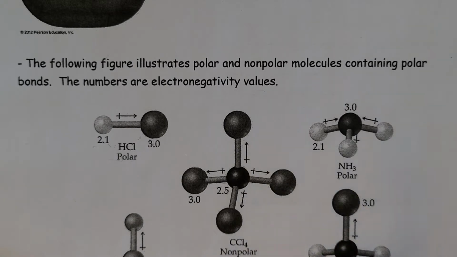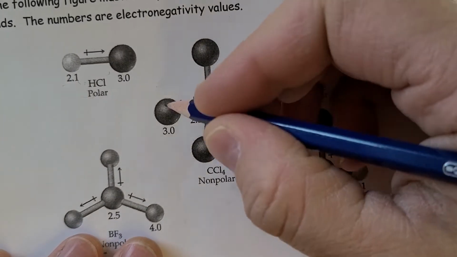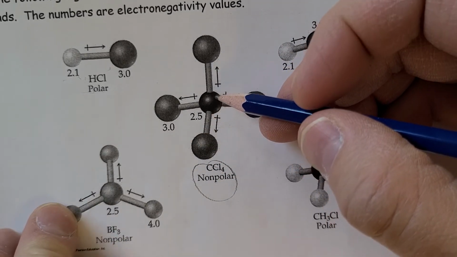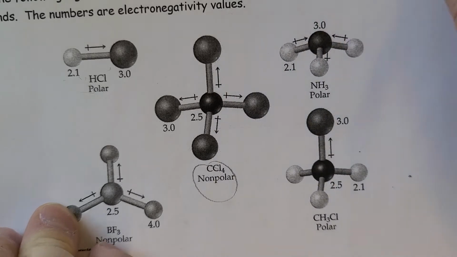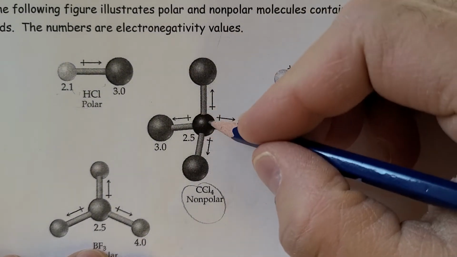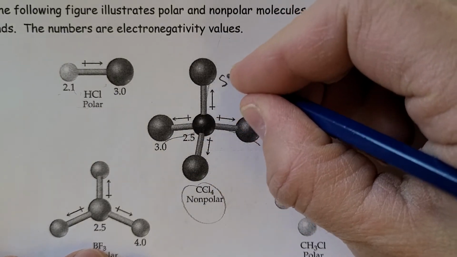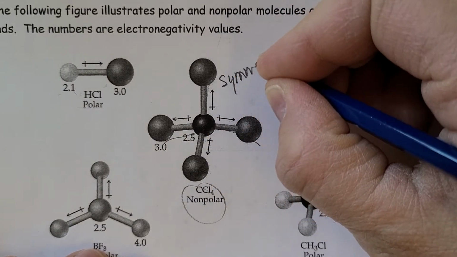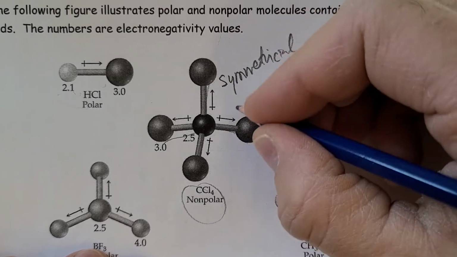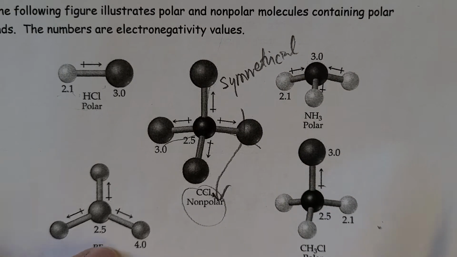Carbon tetrachloride. This one's interesting. I have a pull out in this direction, pull, pull, pull. So they're all polar bonds. 3 subtract 2.5 is 0.5, which is bigger than that number. But as we would see, the downward pulls of these are balanced by that upward pull. So this is symmetrical. It's a symmetrical molecule. And a symmetrical molecule means that everything will cancel out.